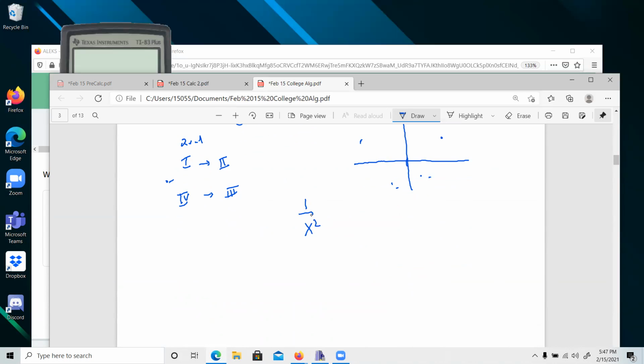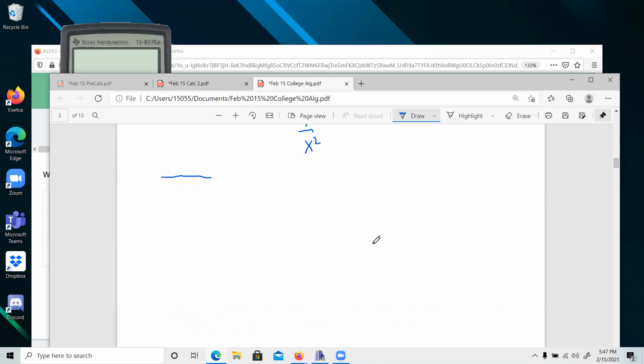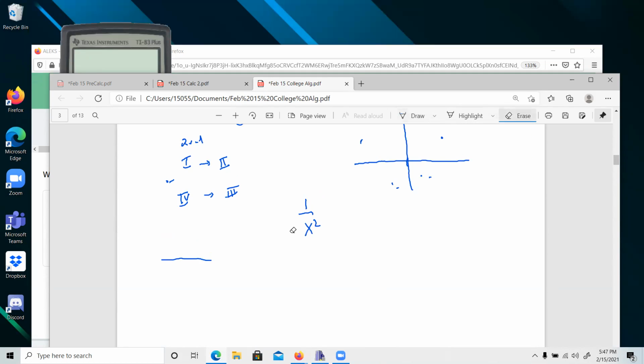1 over x squared is an even function. Let's see why that is. Again, if I plug in 0, I'm going to have some problems. Actually, let's do it this way. Let's not do that one. Let's do 1 over x squared plus 1. Then we don't have that problem. So when x equals 0, we plug in the 0, we just get 1.